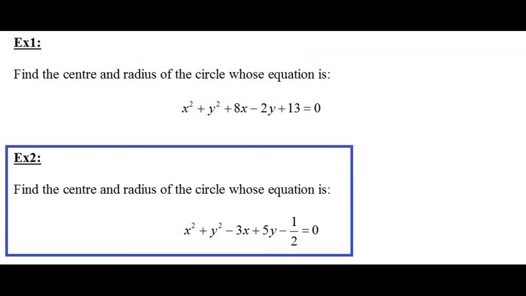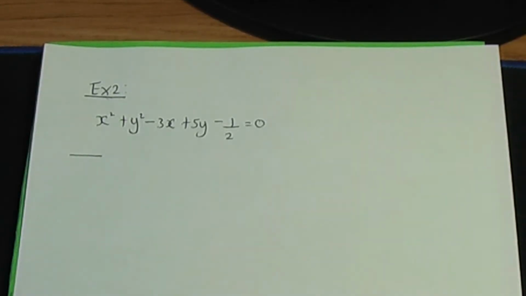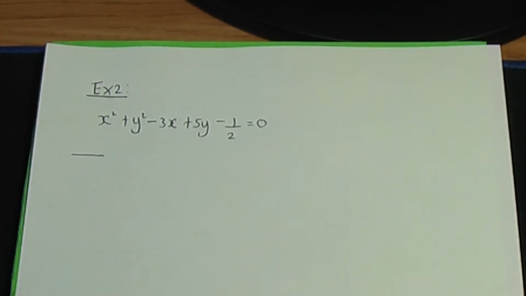So in the next example, let's find the centre and radius of the circle whose equation is x squared plus y squared minus 3x plus 5y minus half is equal to 0. So here's example number 2. Here's the equation: x squared plus y squared minus 3x plus 5y minus half is equal to 0.